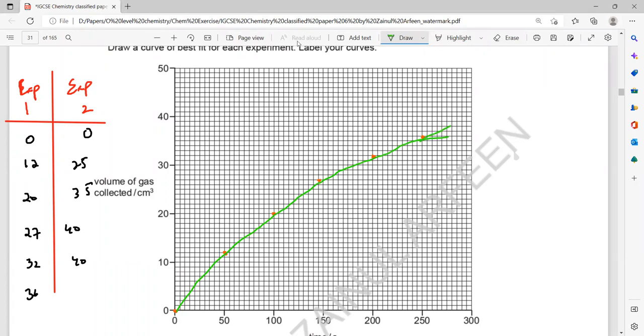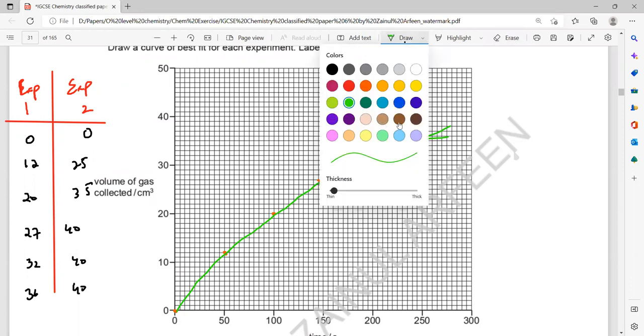Then for experiment 2, we were having 0, 25, 35. Yes, any question? Sir, with the ruler or without? No, it's a curve, so it should not be with the scale. Freehand. It's a curve, that's why you have to use freehand.